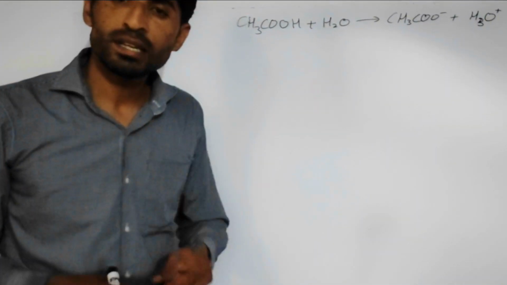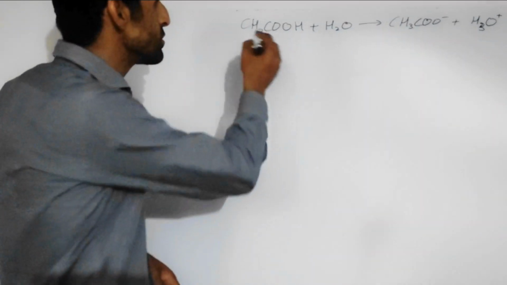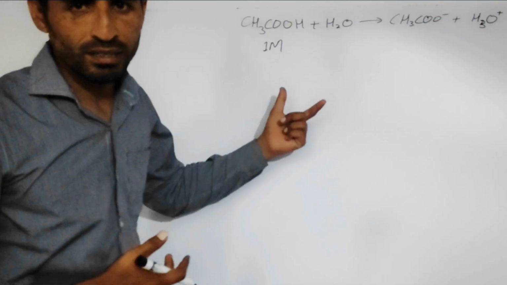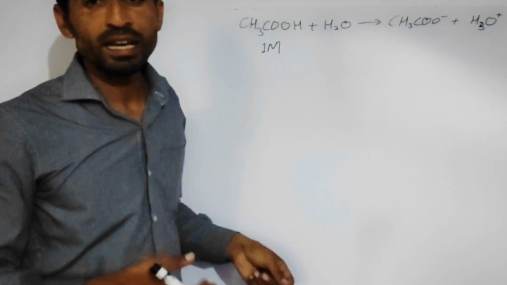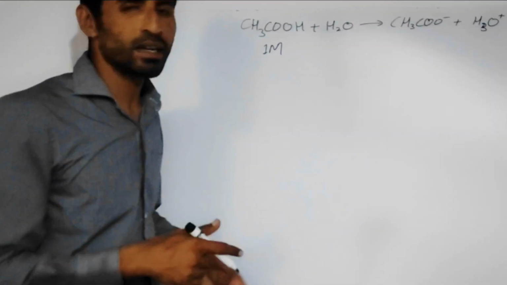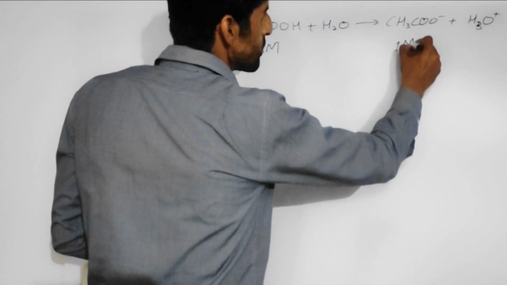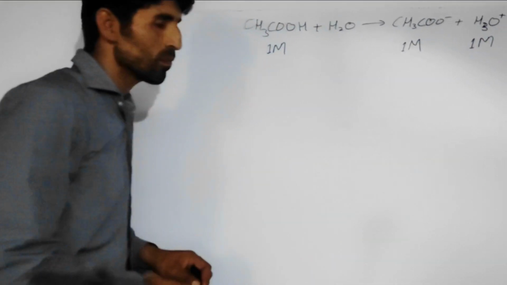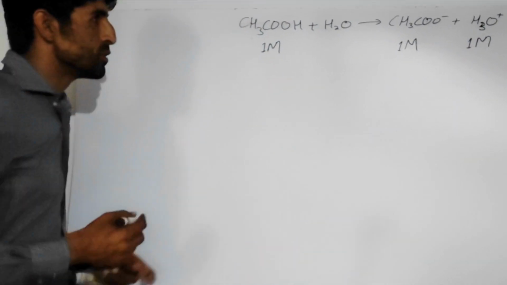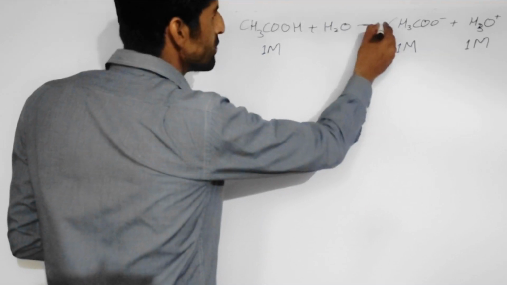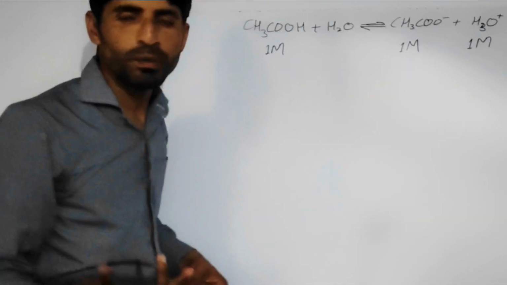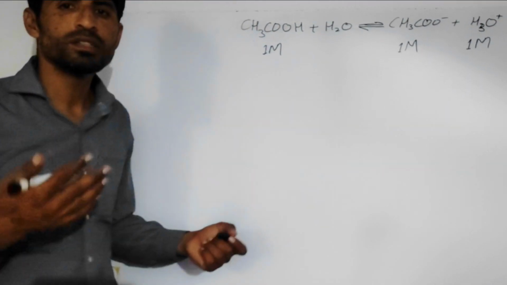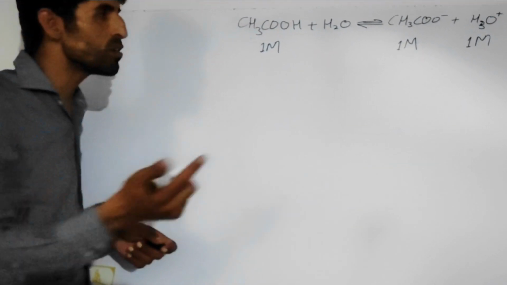Let's say that we started the reaction from a concentration of 1 molar of acetic acid. When 1 molar of acetic acid is dissolved in water, it ionizes and gives us 1 molar of acetate ions and 1 molar of hydronium ions. As this is a reversible reaction and it will reach equilibrium, at the equilibrium state we can find the value of Ka for the acid.